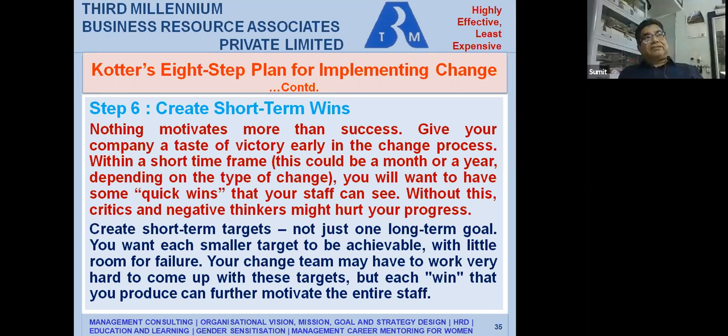So an intelligent leader will understand that everybody does not have that vision that this will happen 3 years later, but we have to keep patience. Most people will like to see some quick gains so that they feel motivated to further go on the same route. So create short-term targets. That's the key, not just one long-term goal. And see the last 2 lines. Each win that you produce can further motivate the entire staff. That is how you have to go about it.